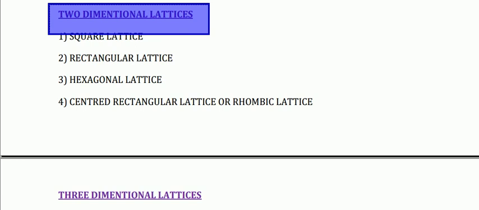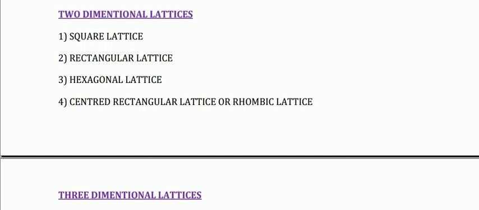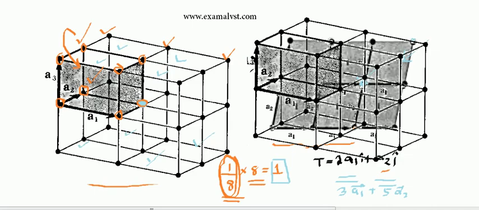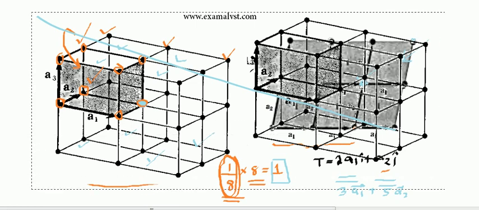Every lattice has a basic building cell. Okay, so consider a square lattice. What do you mean by square lattice? A square lattice will have the vectors in the form of a square.